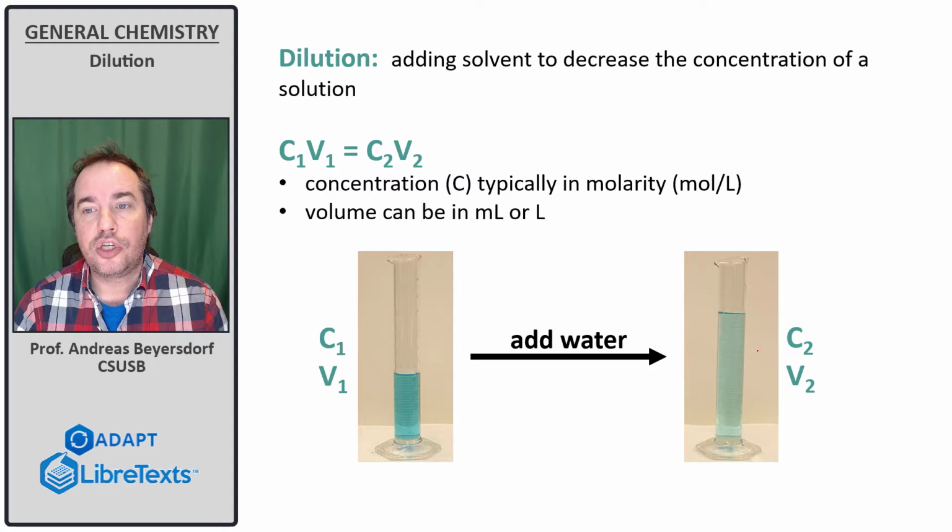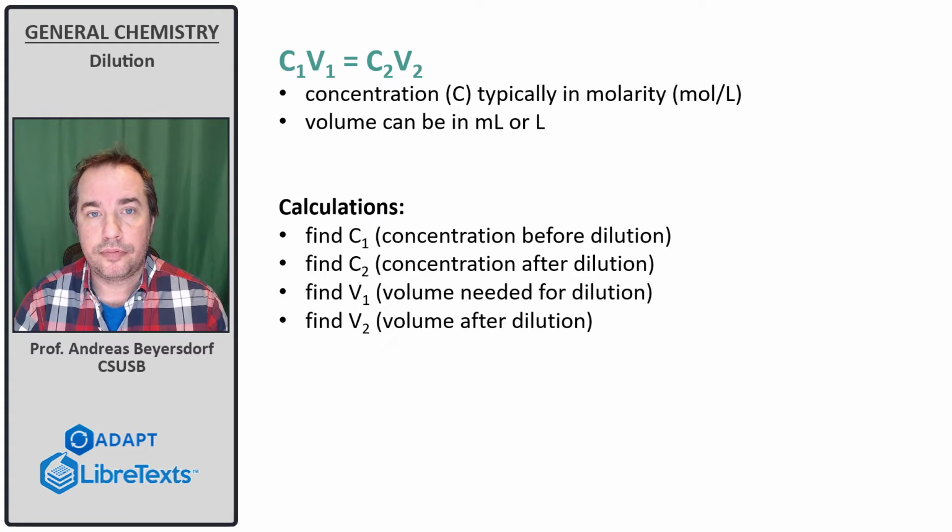This allows us to use an equation of C1V1 equals C2V2, where the 1 refers to before dilution and the 2 after dilution. The C's are the concentration, which are typically in molarity or moles per liter, and then the volume can be in mL or liters.